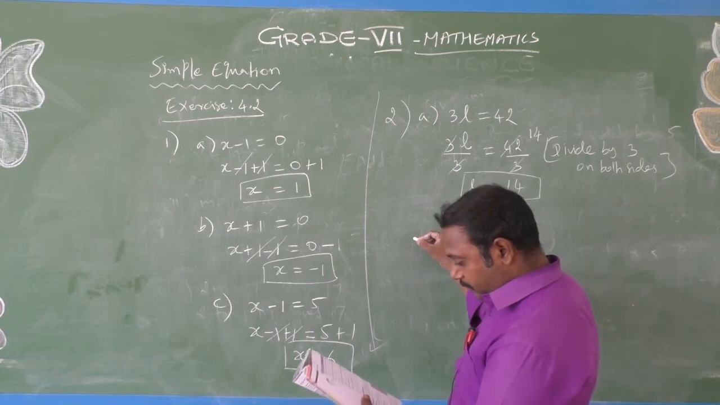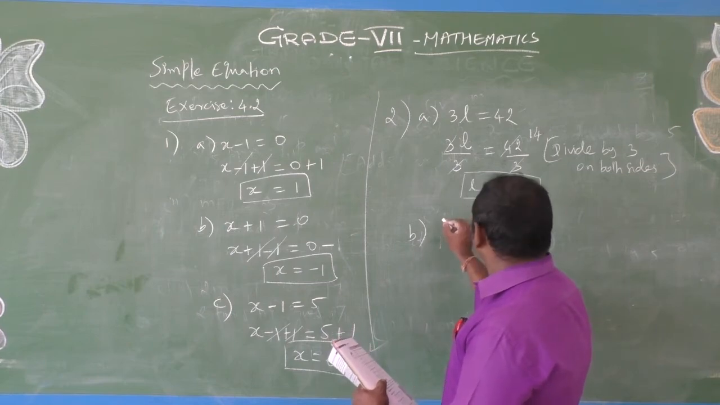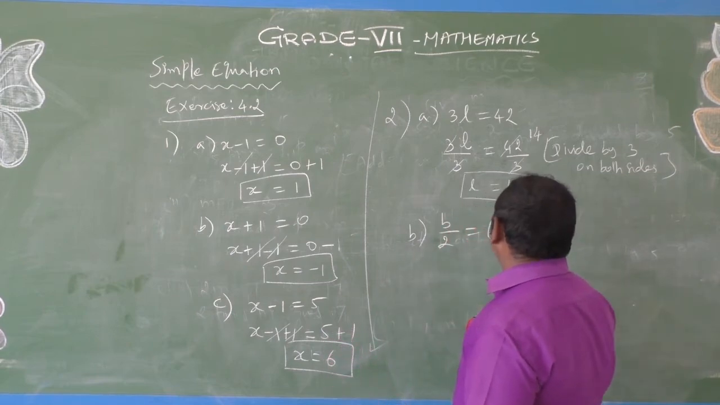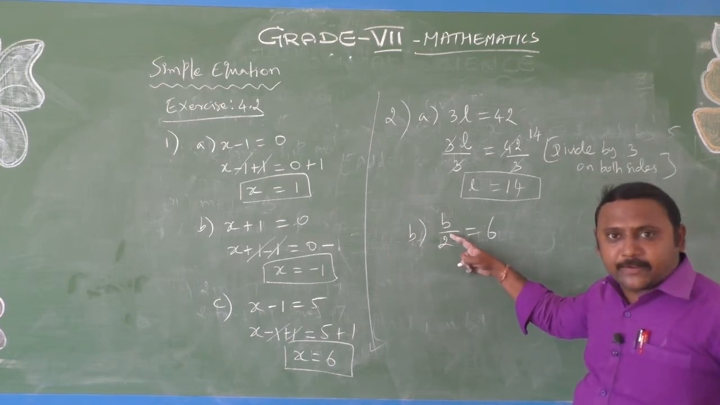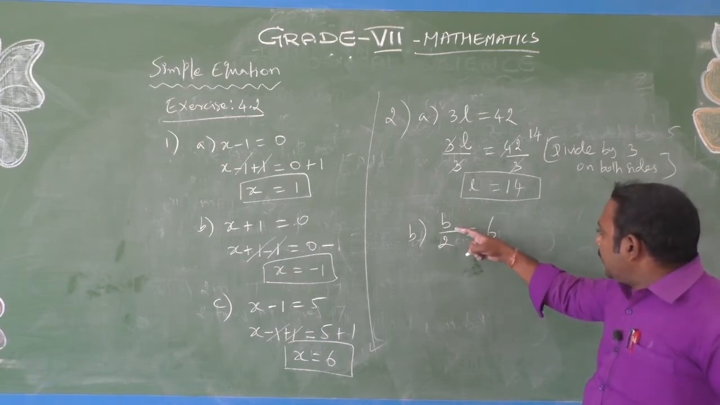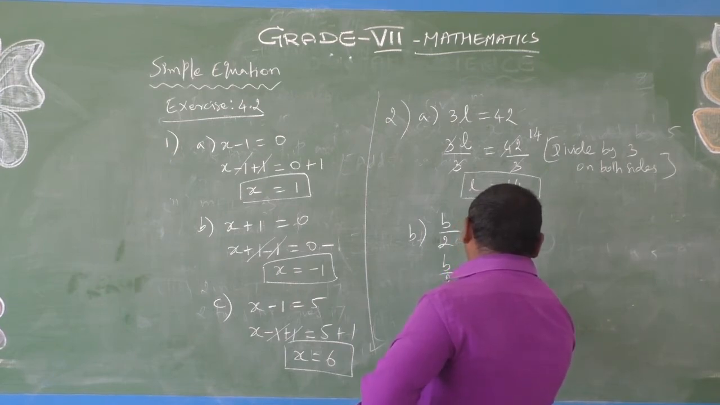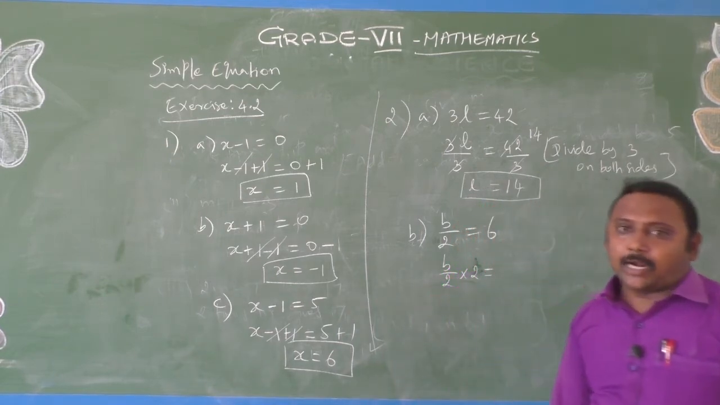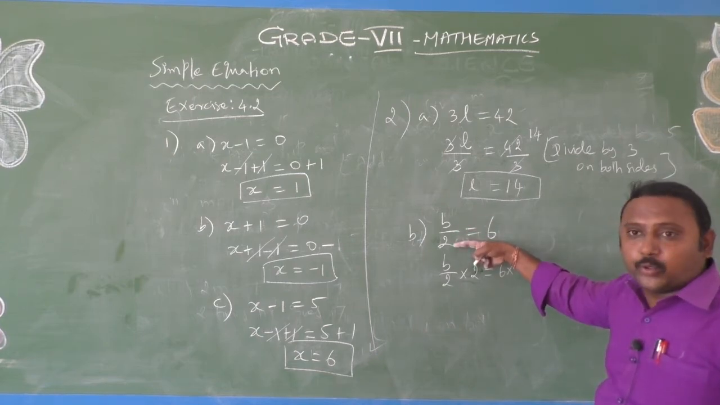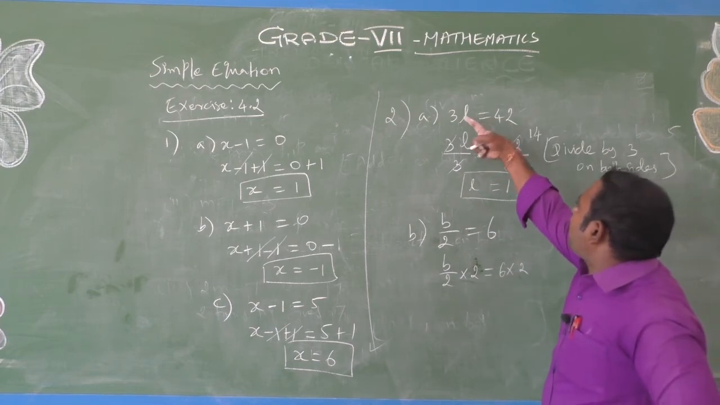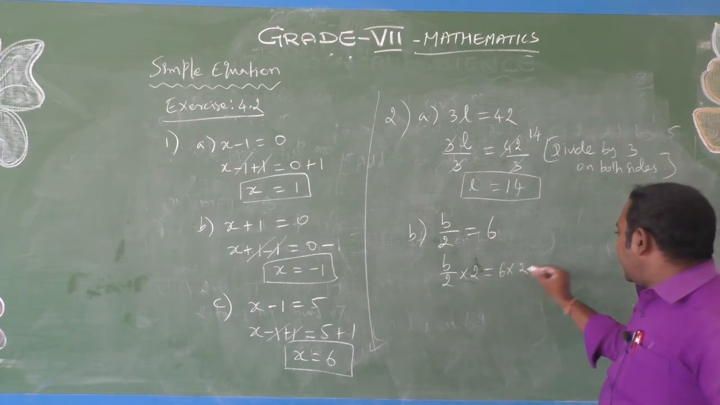Then the B sum. B by 2 is equal to 6. Here we have divide by 2, so we just multiply by 2. So B by 2 multiplied by 2, so multiply by 2 on both sides. When we have divided by 2, we have to multiply. When we have multiply by 3, we have to divide by 3. So the opposite of those.